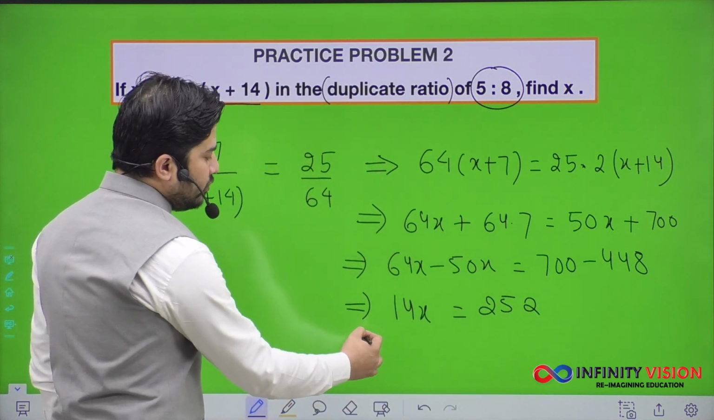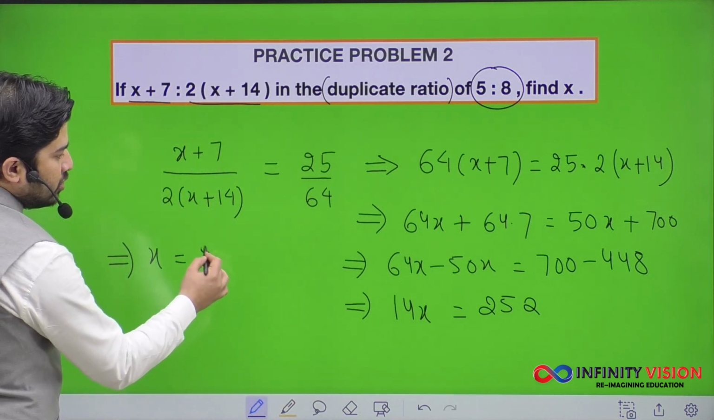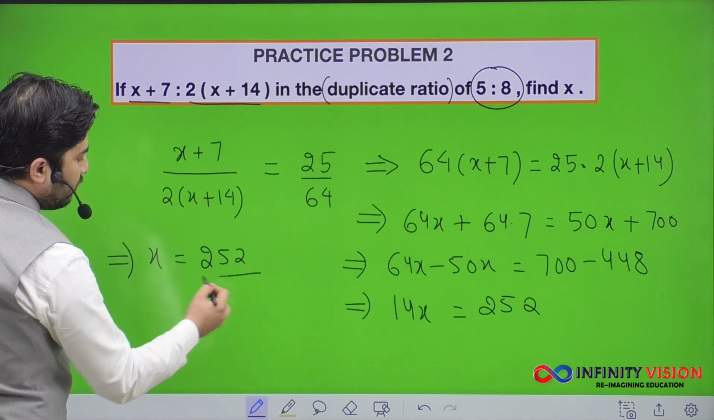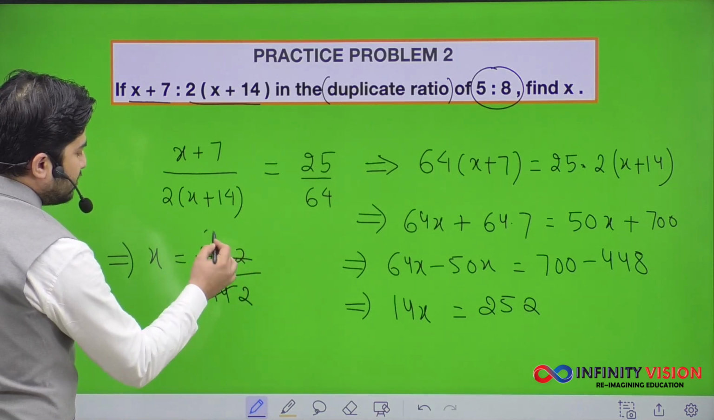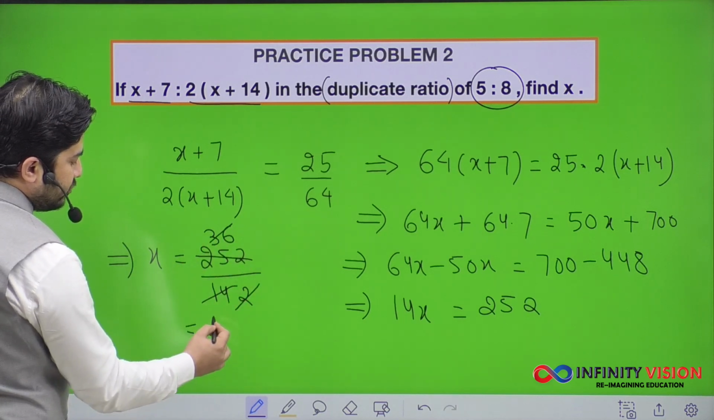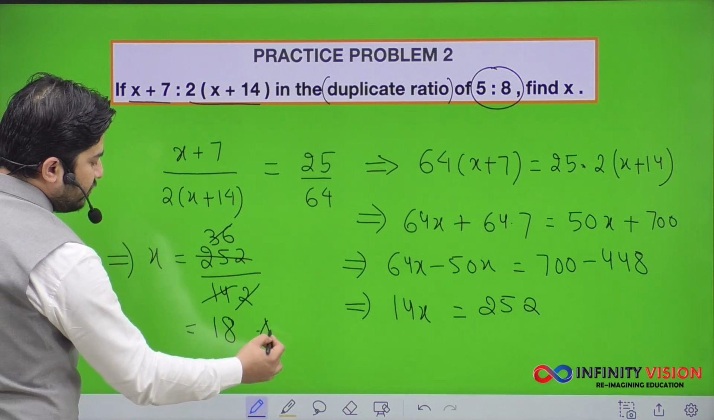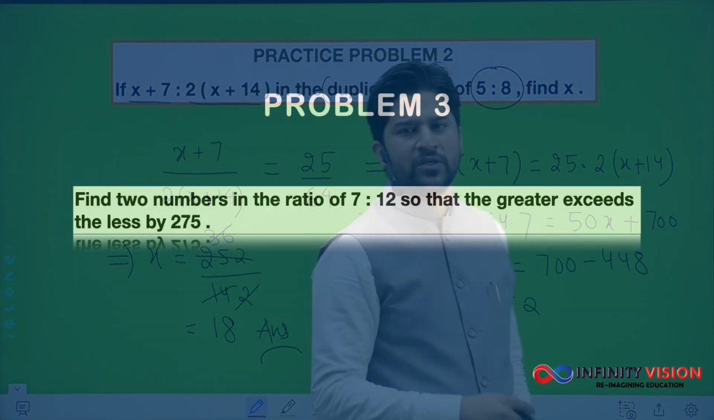Now what we can do, we can just say that x is 252 upon 14. Now 7 2s are 14, 7 3s are 21, and so the final answer would be 18. So the value of x needs to be 18. So a very simple problem.